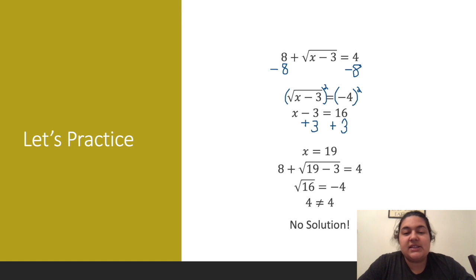And if you look at the second line, where I have the square root of x minus 3 is equal to negative 4, I could have told you right there that's a big indicator that there would be no solution, because there is nothing that you can take the square root of that's going to give you a negative number.